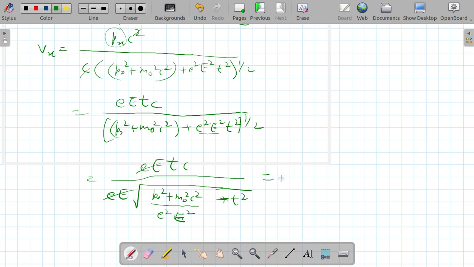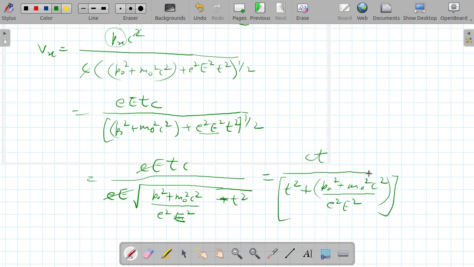So it is equal to Ct upon T square plus P naught square plus M naught square C square divided by E square, capital E square, whole under the root. Similarly, we can find the expression for Vy.